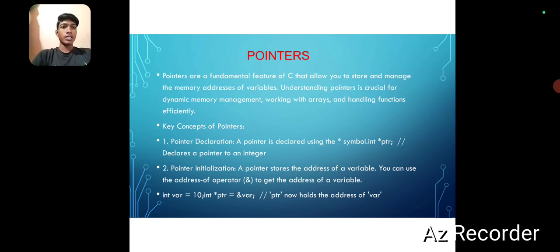Pointer initialization. A pointer stores the address of a variable. You can use the address-of operator, ampersand, to get the address of a variable. int variable = 10; int *ptr = &variable; ptr now holds the address of variable.